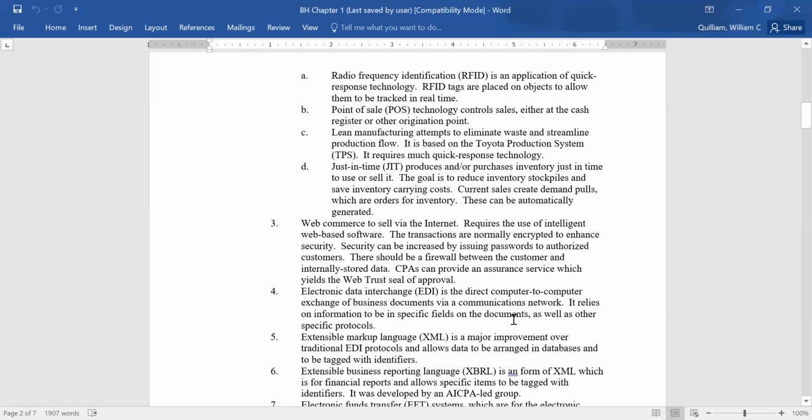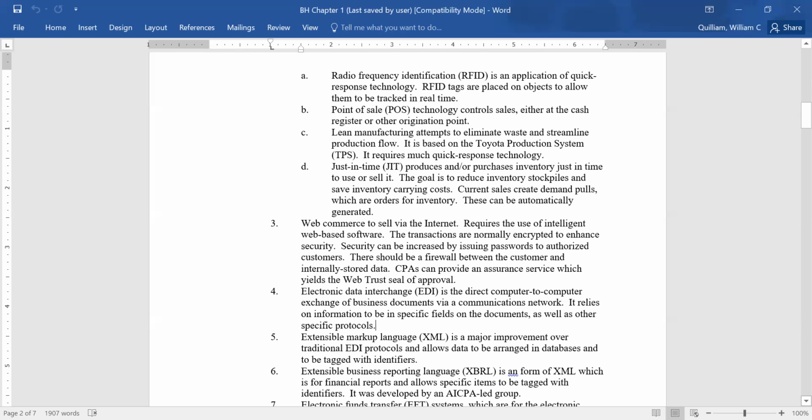Then, an old term actually starting in the 60s is electronic data interchange, or EDI. It's the direct computer-to-computer exchange of business documents via a communications network. Relies on information to be in specific fields in the documents as well as other specific protocols. That was back when computers were not as sophisticated certainly as today, and it was based on the old COBOL language. Today, EDI is used as sort of a buzzword for any electronic commerce.